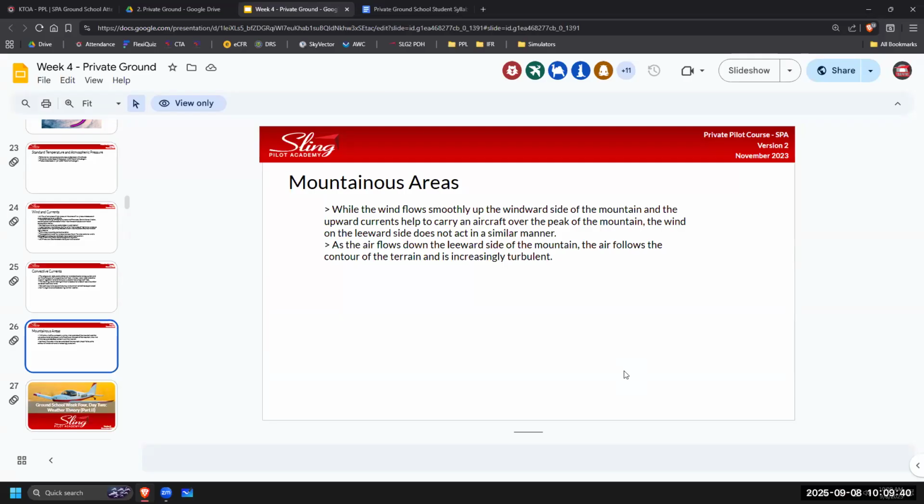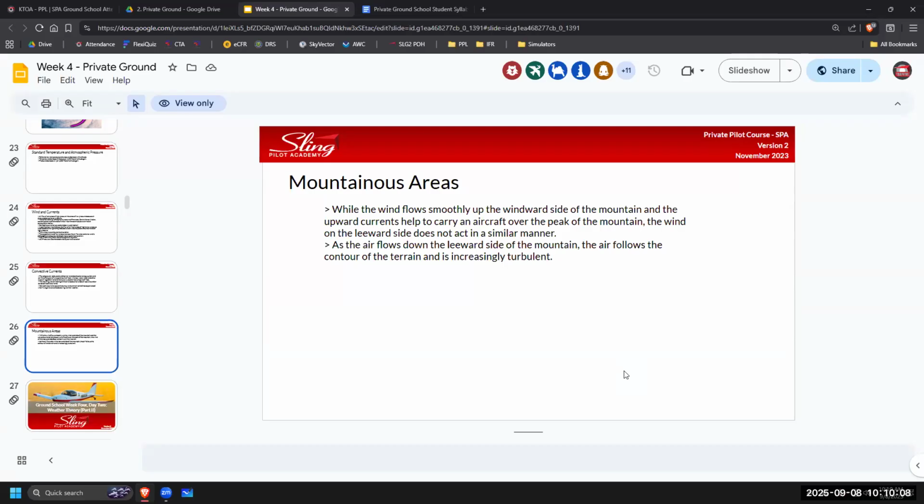Here's a pretty good picture. Wind flow over the peak of a mountain is smooth. It flows right up to the top of the mountain. And then as it goes over the peak to the other side, it creates this incredibly turbulent region of air that's moving in all different directions because it's kind of tumbling off the other side of the peak. It's really, really dangerous and important to talk about.